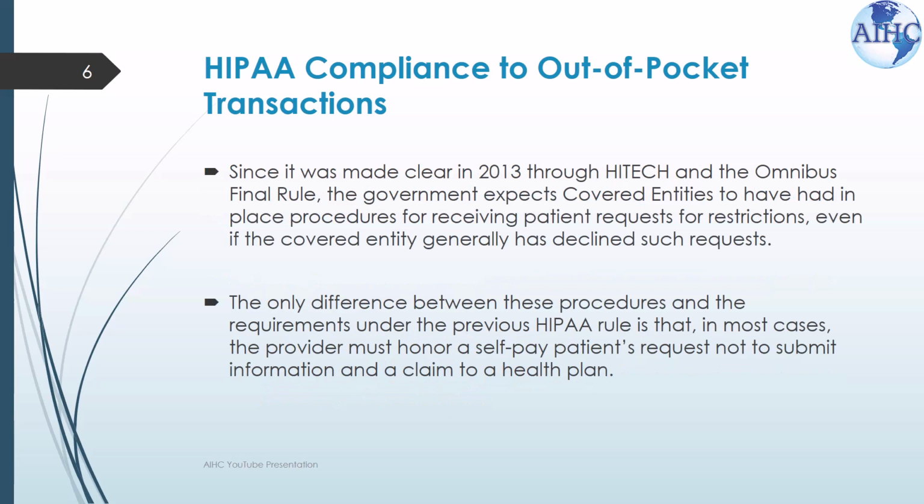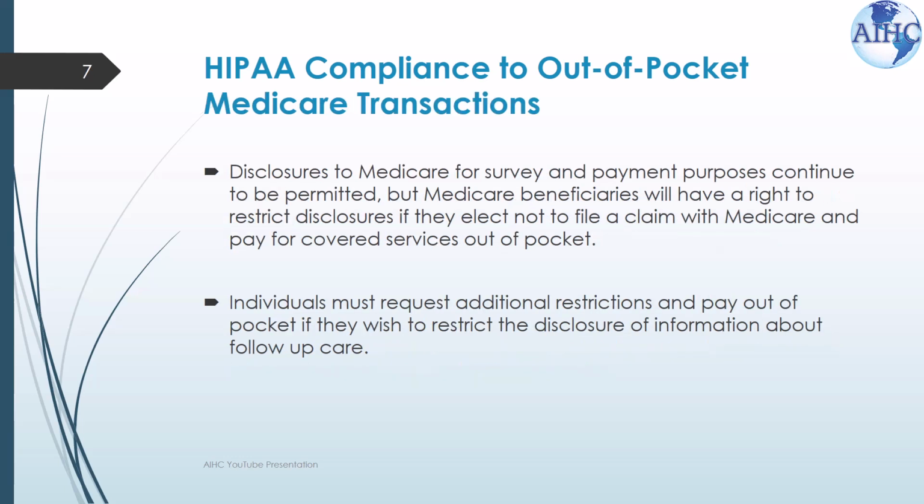Since it was made clear in 2013 through HITECH and the Omnibus Final Rule, the government expects covered entities to have had in place procedures for receiving patient requests for restrictions, even if the covered entity generally has declined such requests. The only difference between these procedures and the requirements under the previous HIPAA rule is that in most cases the provider must honor a self-pay patient's request not to submit information and a claim to a health plan.